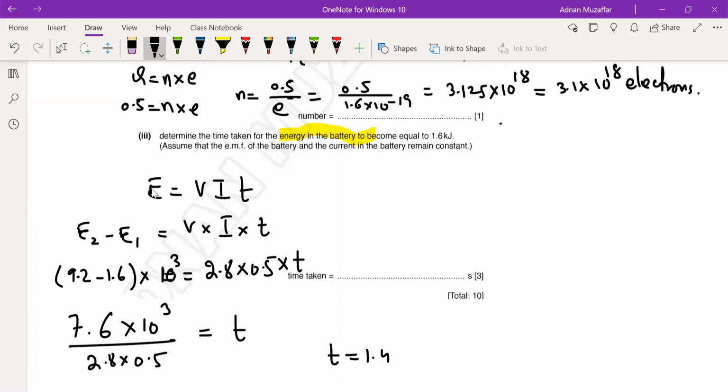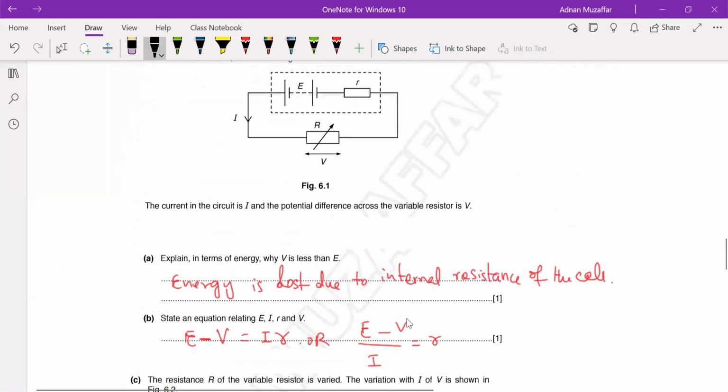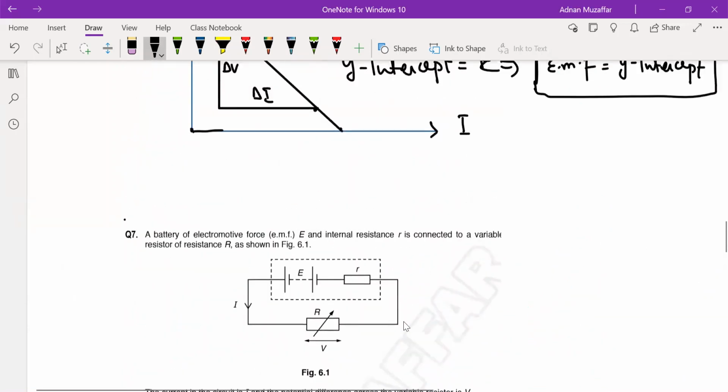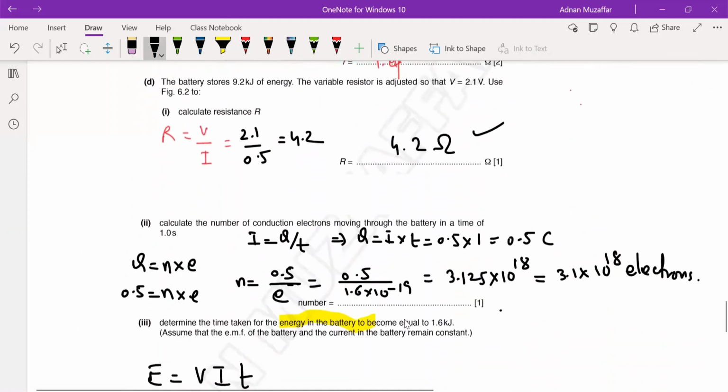5,400 seconds. How much, Ali Beg? 5,400 seconds. Yes, 5,429 to be exact. Yes, it's correct, 5,400 seconds is correct. Okay, so you can see the way by which they ask questions from the same topic, internal resistance of the cell. Was it difficult?